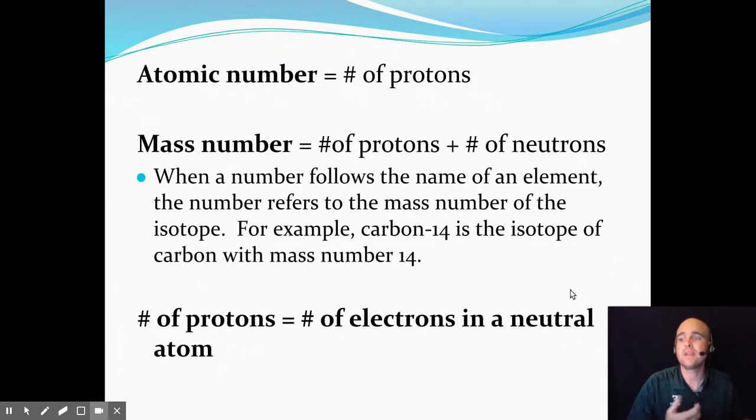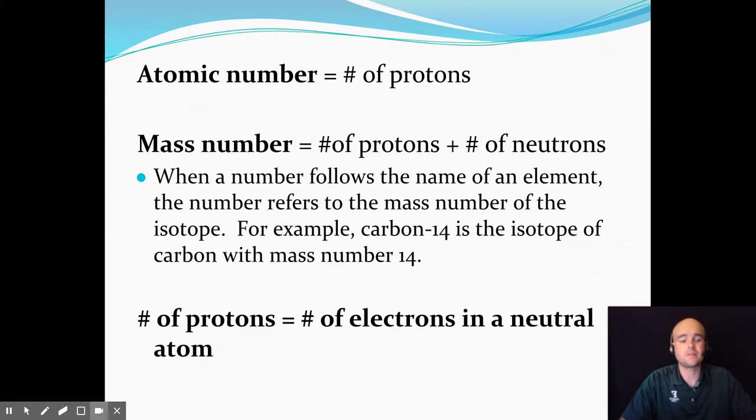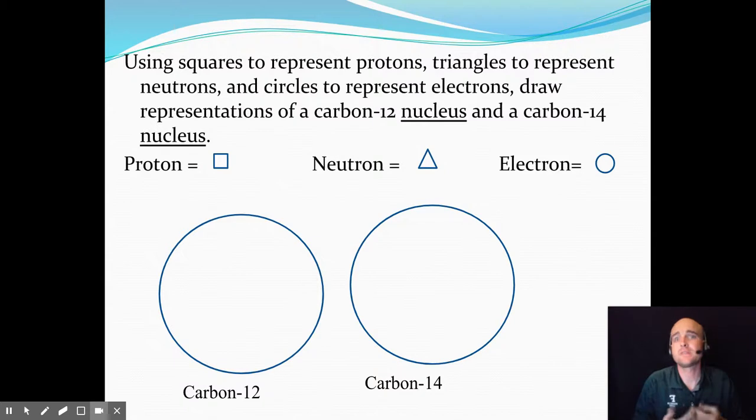In a neutral atom, the number of protons will equal the number of electrons. If it's an ion, you're going to be missing an electron, or you're going to be heavy in electrons, whether it's a positive or negative ion. So let's get some practice. Using squares to represent protons, triangles to represent neutrons, and circles to represent electrons, draw representations of a carbon-12 nucleus and a carbon-14 nucleus in these circles.